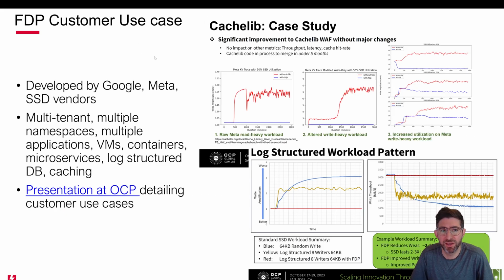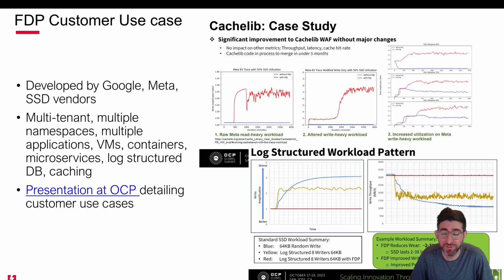One of the customer use cases for FDP: FDP was developed in NVMe Express, and Google and Meta were 2 of the hyperscalers that helped develop the specification with multiple SSD vendors also. But it was really about these multi-tenant, multiple namespaces, multiple applications, multiple VMs, containers, microservices, log structured DBs, caching. There's a presentation at OCP where Meta and Google went through some of their workloads, but there's support for FDP in what's called CacheLib. This is one of the most popular caching libraries, used in I think over 80 or 90 production applications at Meta.